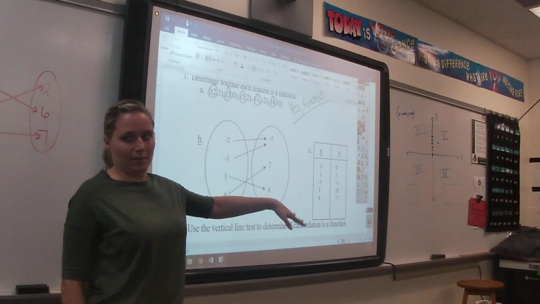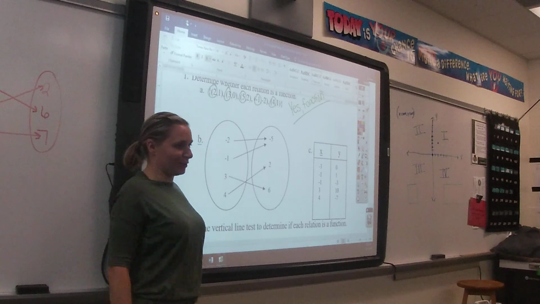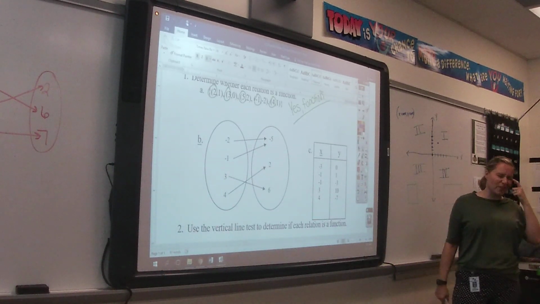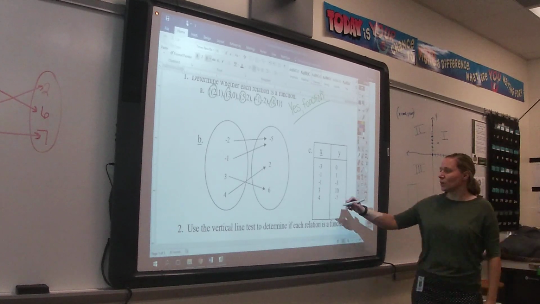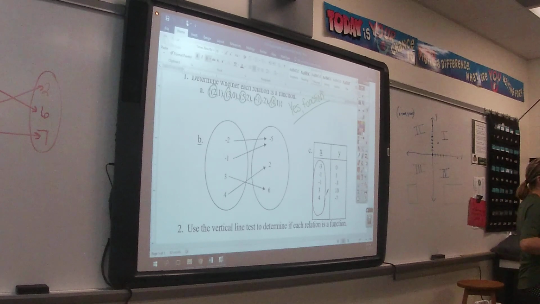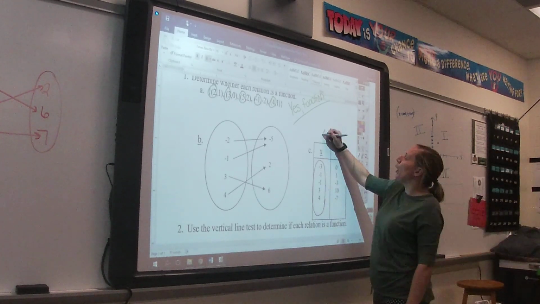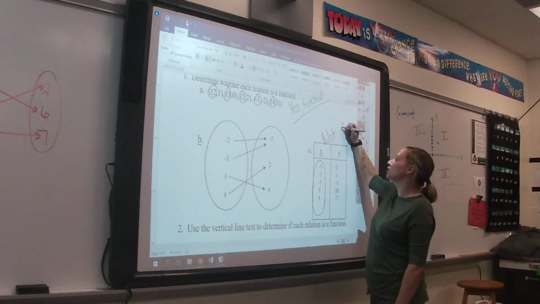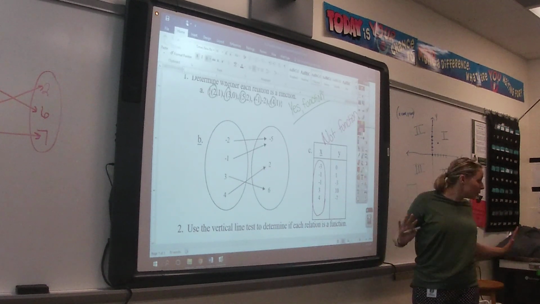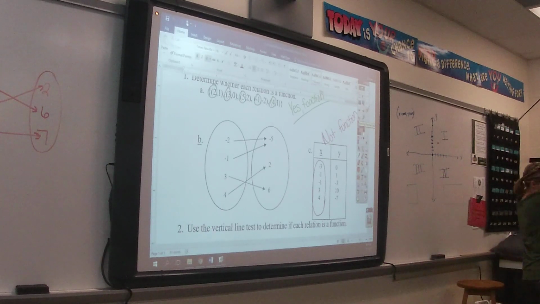Let's skip and look at C. It's a little bit easier to look at next. I should have done a better order. So which side is the x values? Left side. So we're going to look here. Do the x values repeat? Yes. So is it a function? No. So this is not a function. It's still a relation. They're all relations.